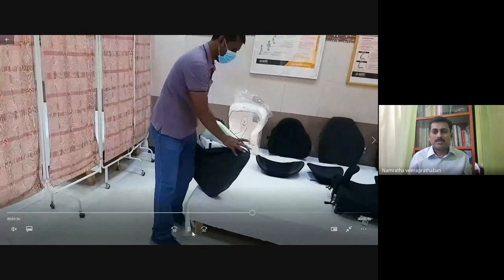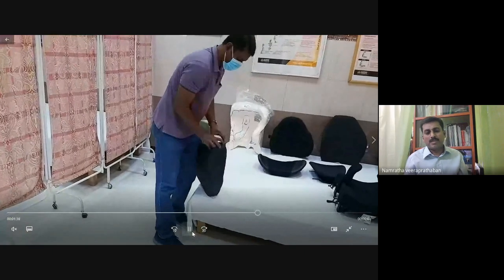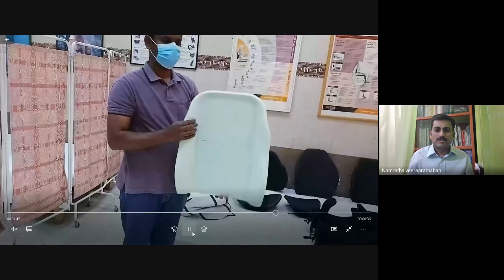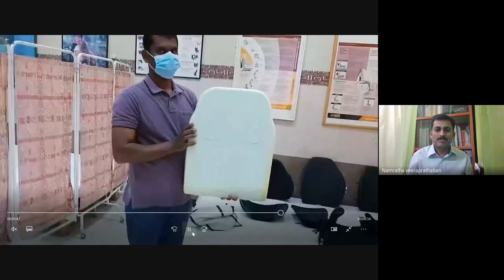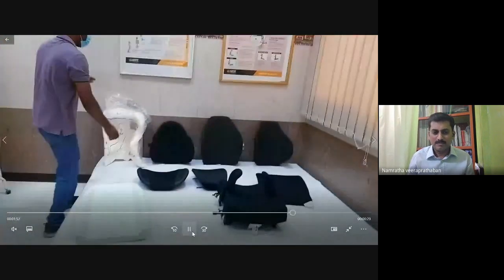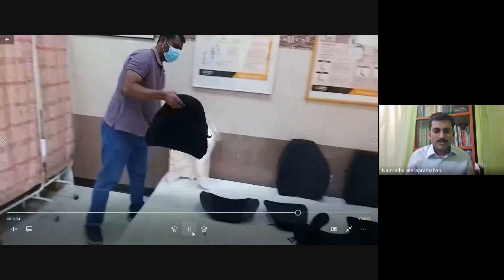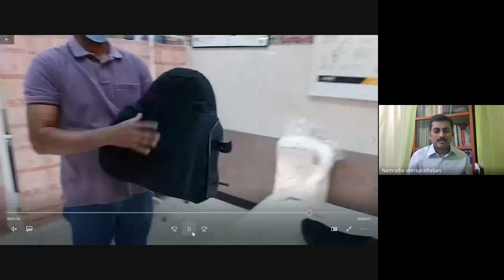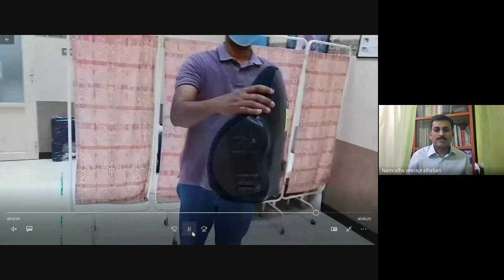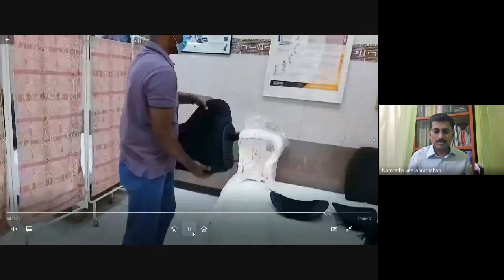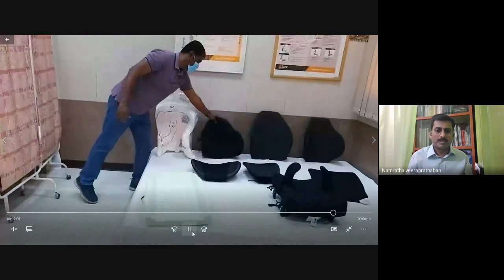He's trying to open it, and look at the shape of this contour backrest. Yeah, it's nicely molded. When you sit against this backrest, you feel more comfortable. You will not change your position. The spine will remain the same. It will be a beautiful experience. And this one, look how deep this contour is. This is more than 6 inches of deep contour backrest. For people who need more support in the spine, we can go for a deep contour backrest.